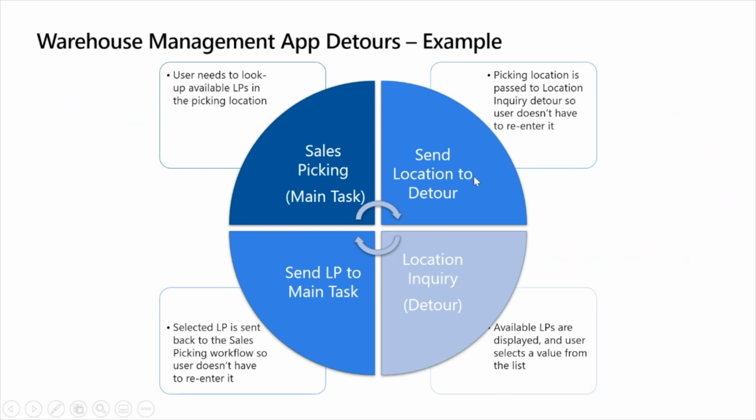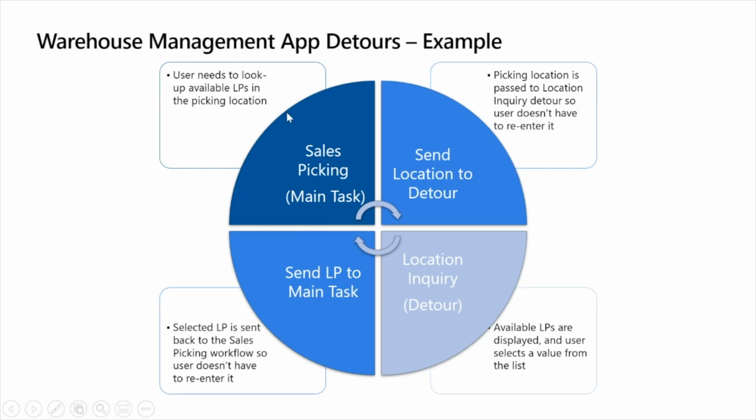So I can send the picking location that I'm in to the detour so that I don't have to re-enter it in the inquiry. When I'm in the inquiry, I'm going to see a list of the available license plates. Again, an assumption here: I'm in a license plate controlled picking location. When I select one of those license plates, it's going to pass it back to my sales picking task, so that I don't have to remember that license plate value and type it in and risk mistyping it.